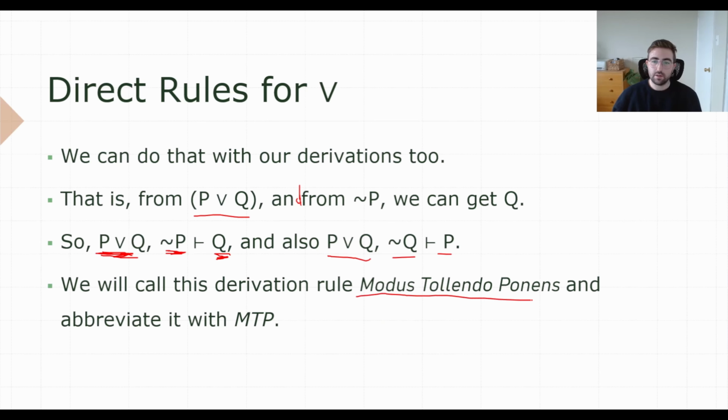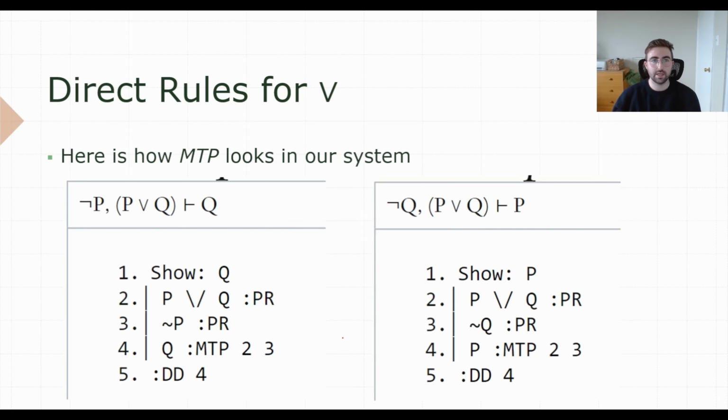This rule has a kind of Latin name, modus tollendo ponens, which we are going to abbreviate with MTP. I'll show you how to do that in a second. But this is how it looks. So you can see if we have not P and we have P or Q and we want to show Q, well, we have P or Q as a premise, we have not P as a premise, and then we can apply our new rule, modus tollendo ponens, to get Q, right? Because we know not P is true, which means P is false, which means Q has to be true, because at least one side of this or statement has to be true.